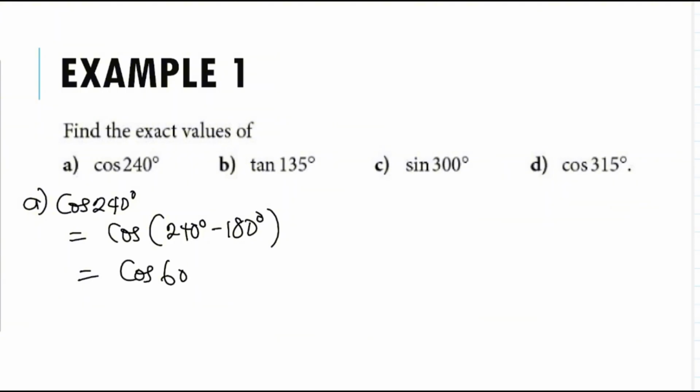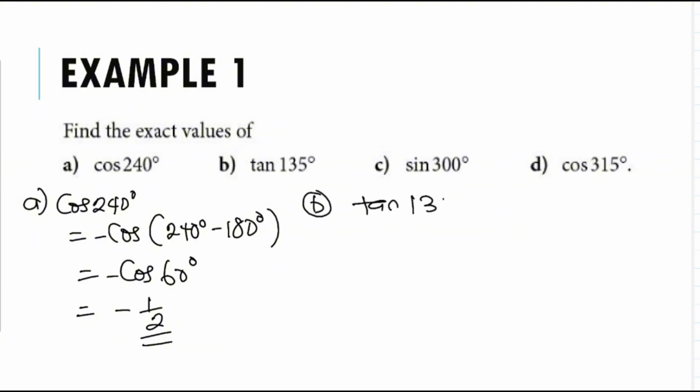And this will be cos 60 degrees. You know 240 is in the third quadrant. In the third quadrant, cosine is negative, so we put minus. And then what is cos 60? Cos 60 is 1 over 2, and that is the answer. So this is how you follow the steps.